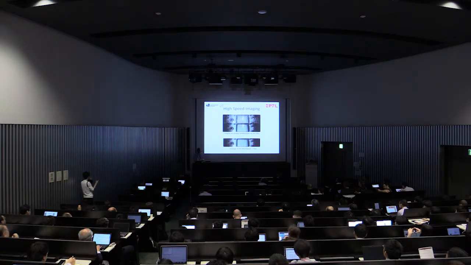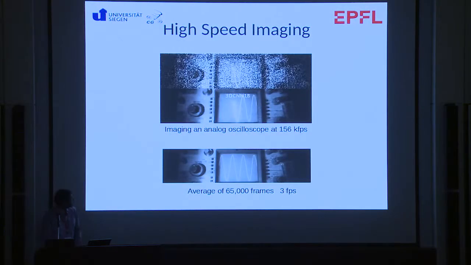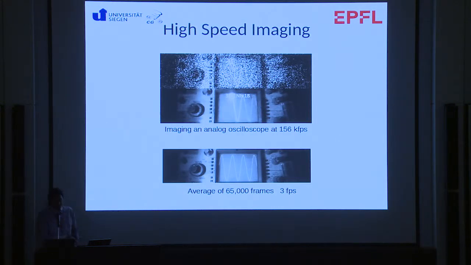I would start with a brief preview of what we achieved. On the top, you can see what we take as an input. So our input is such a video with just one bit measurement. Each pixel is either a 1 or a 0. And the scene is of an oscilloscope in which a sinusoid is being traversed. And from this sort of an input, we reconstruct something shown below.